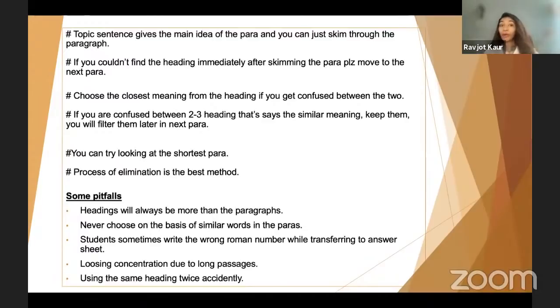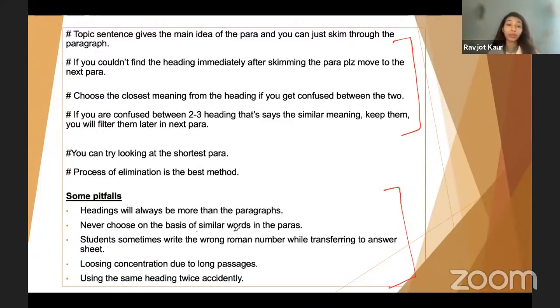So there are a few common problems, and now we are going to work on these common problems. Basically, these are the few common problems, some pitfalls that students face. Headings will always be more than paragraphs, so do not get nervous, because you're always going to get more headings as compared to paragraphs.